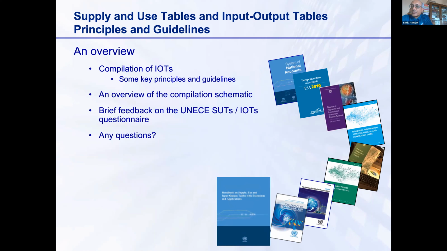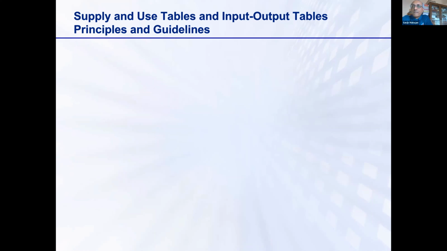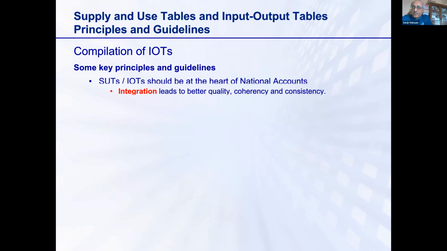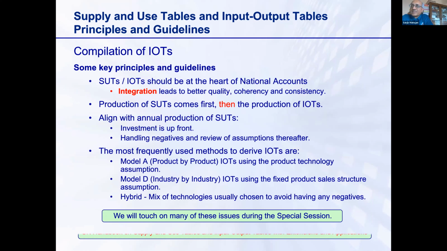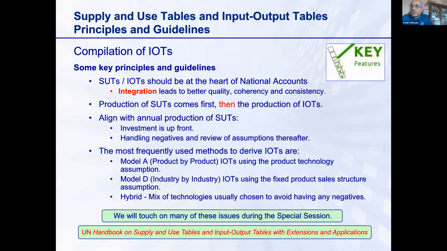And I like this slide for one reason. The UN handbook I have flashing at the bottom. All the other handbooks have some connections with the UN handbook, so you can't do this in isolation. So compilation of input-output tables. Firstly, I think like supply and use tables, input-output tables should be at the heart of the national accounts. If you're doing supply and use tables, my personal view is that the overhead is not significant in producing input-output tables, and I'll touch on that in a moment.